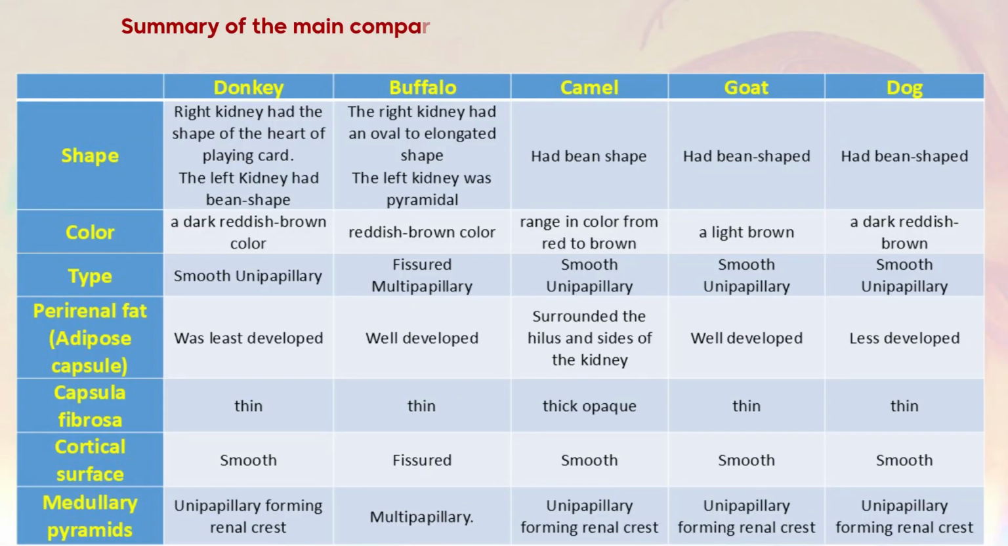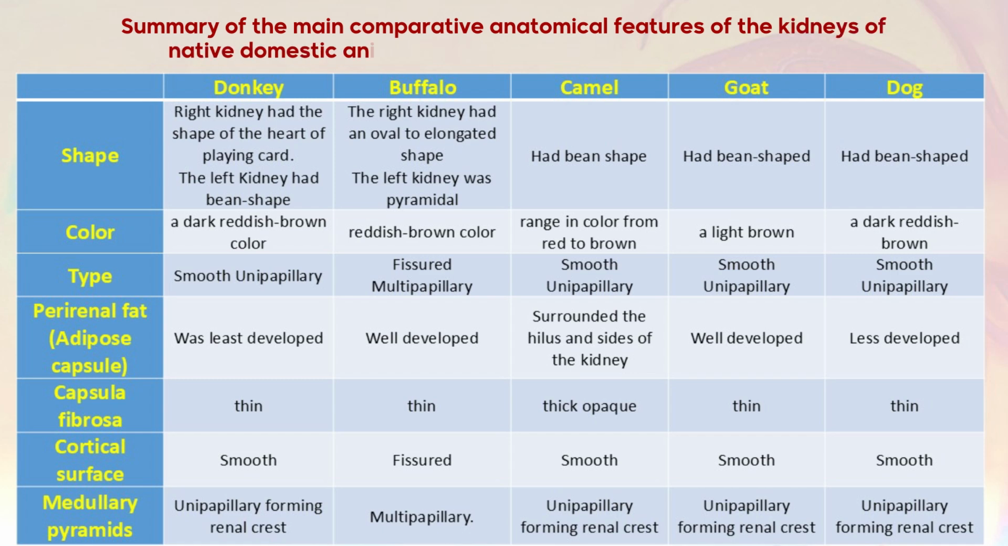Summary of the main comparative anatomical features of the kidneys of native domestic animals: donkey, buffalo, camel, goat, and dog.